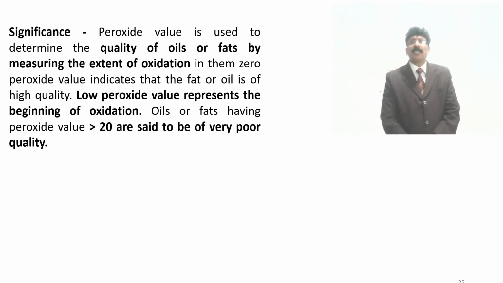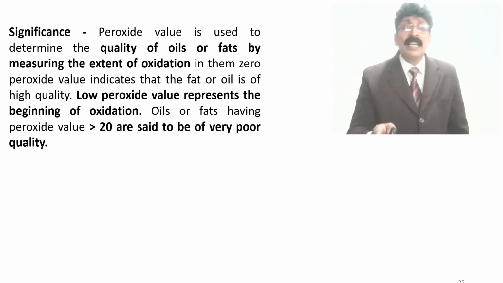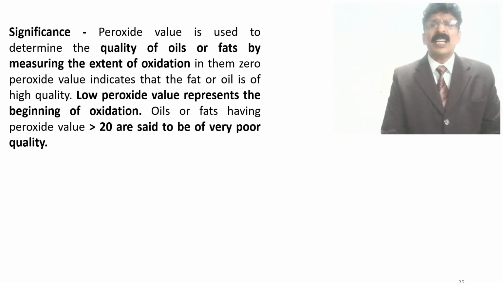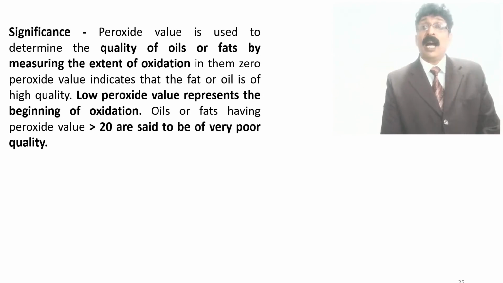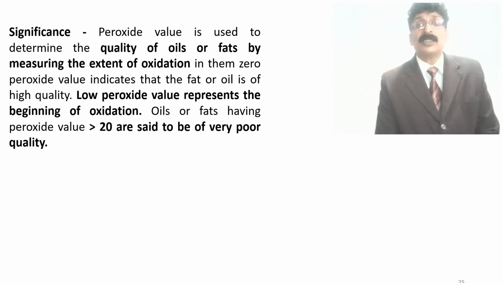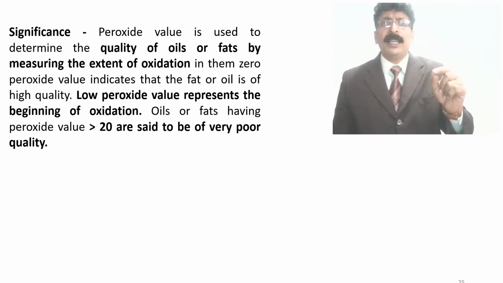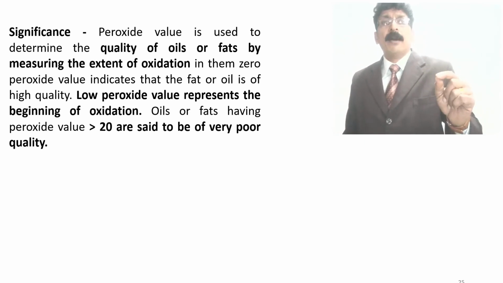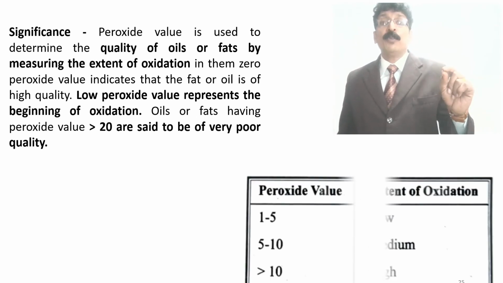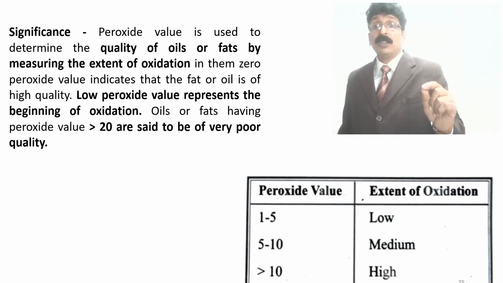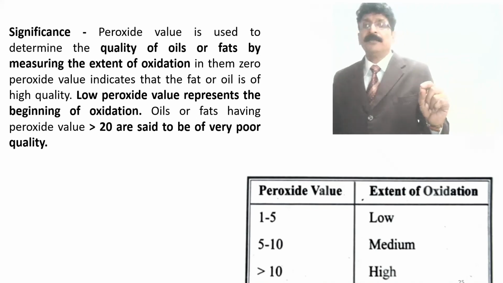Significance of peroxide value: it is used to determine the quality of oils or fats by measuring the extent of oxidation in them. A peroxide value of 0 indicates that the fat or oil is of high quality. A low peroxide value represents the beginning of oxidation. Oils or fats having more than 20 are said to be of very poor quality. Peroxide value 1 to 5 is a low extent of oxidation, 5 to 10 is medium, and more than 10 is highly oxidized.